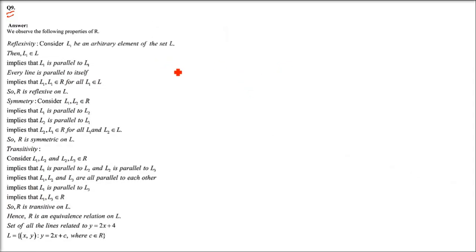Let L be the set of all lines in the xy plane and R be the relation in L defined as R equals (L1, L2), where L1 is parallel to L2. So two lines parallel, this is the relation. I'm just making two lines to signify that L1 is parallel to L2.